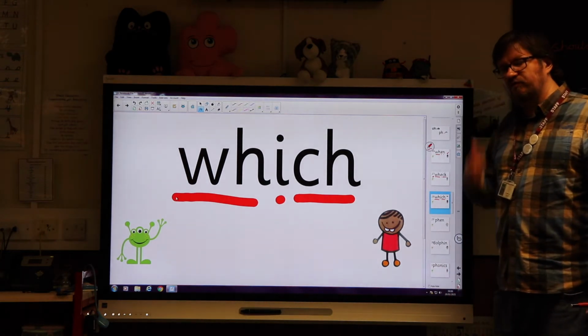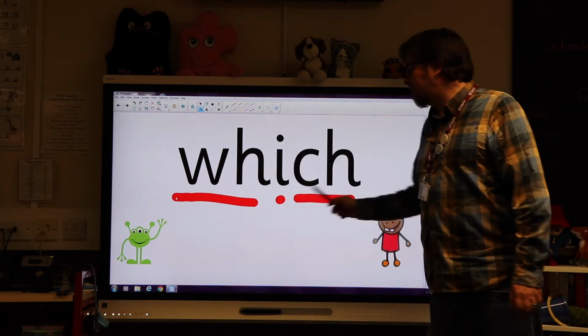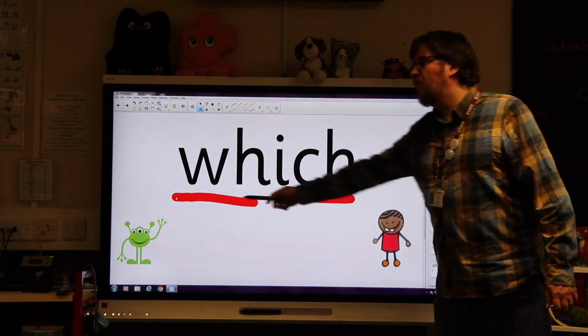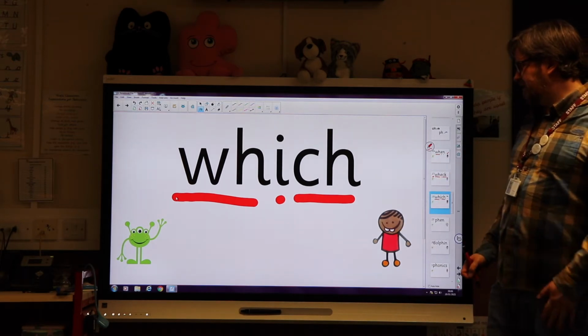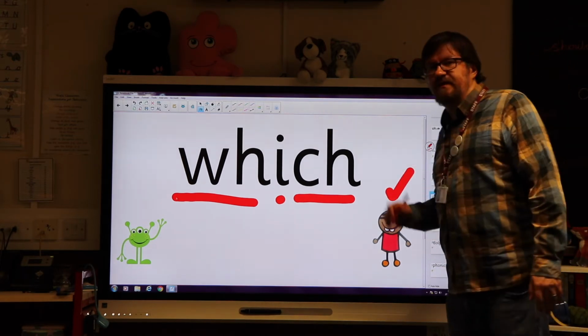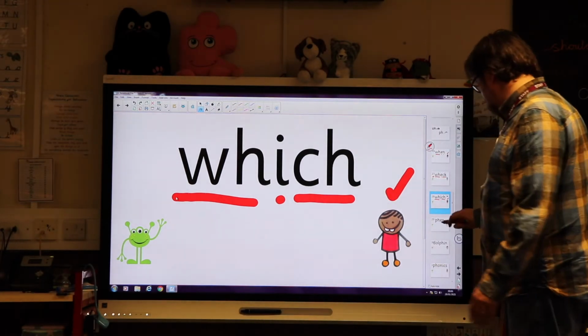Okay, next one. What do you think? Real word? Alien word? Let's try it together. Itch. Itch. Which. As in, which one would you like? As in the question word. This is not witch as in a witch at Halloween. This is a different type of spelling for that witch. This is witch as in the question.